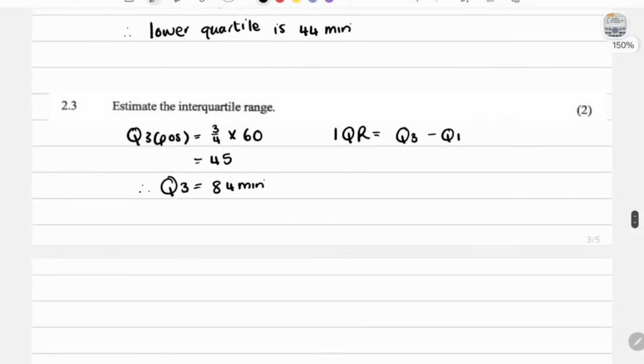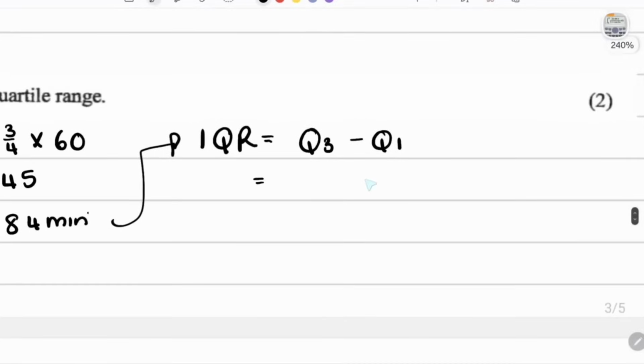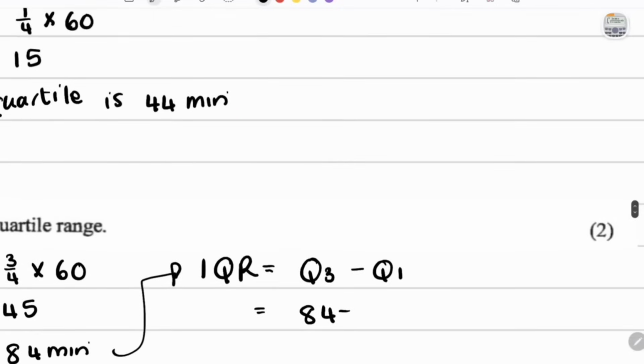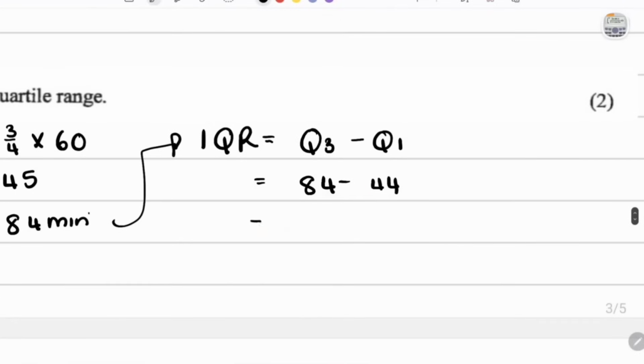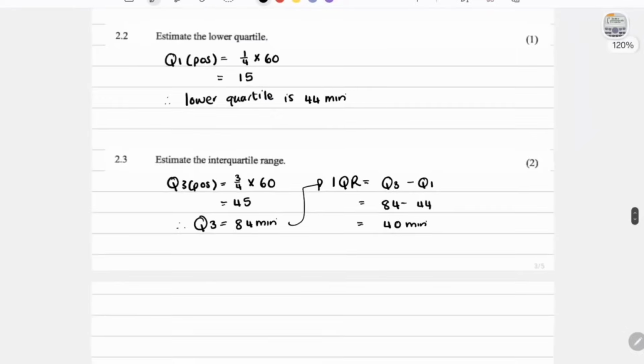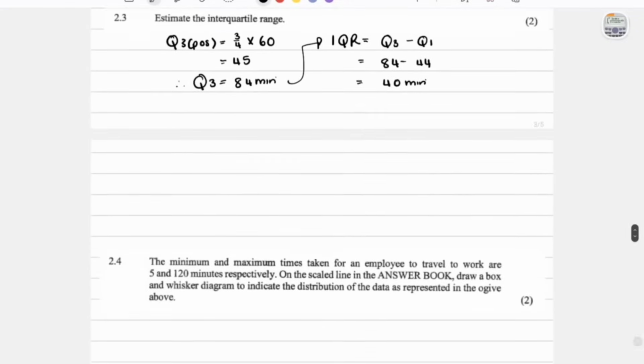But remember that they want you to find the IQR. So we still have to find that. So the IQR is going to be Q3 minus Q1, which is 84, minus Q1, which was 44 minutes. And that gives us an interquartile range of 40 minutes. Okay, so there we go. The IQR is done. Moving on to the next question.